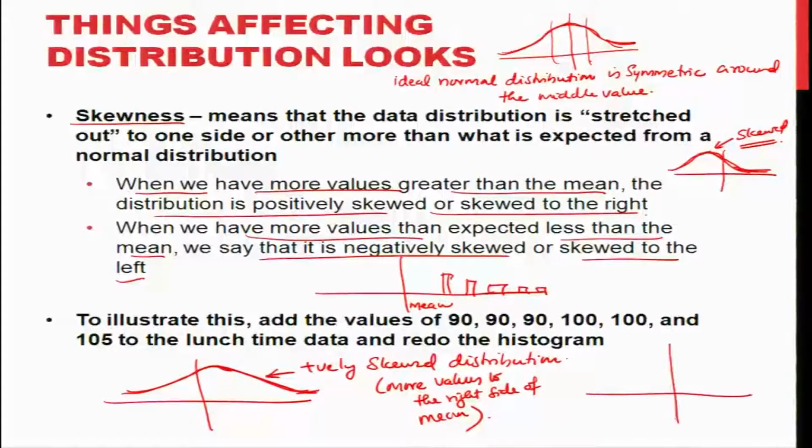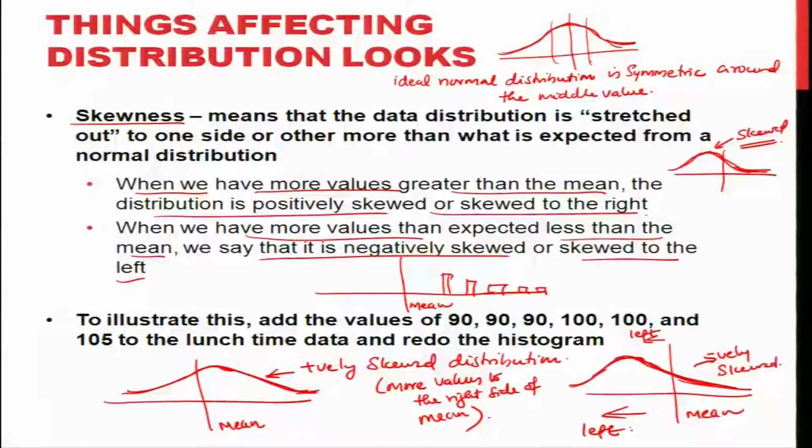Same way, if you have a distribution where this is the mean, but more values are to the left side of the mean, then this is called negatively skewed, or skewed to the left side. So, the values that are less than the mean will give you a left skew, and values that are greater than the mean will give you a right skew, or the positive skew.